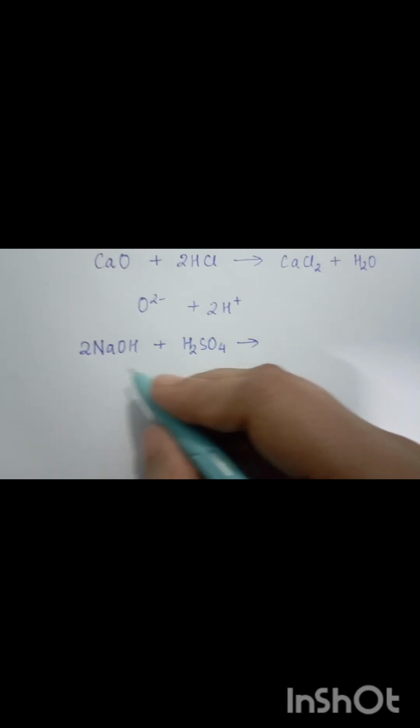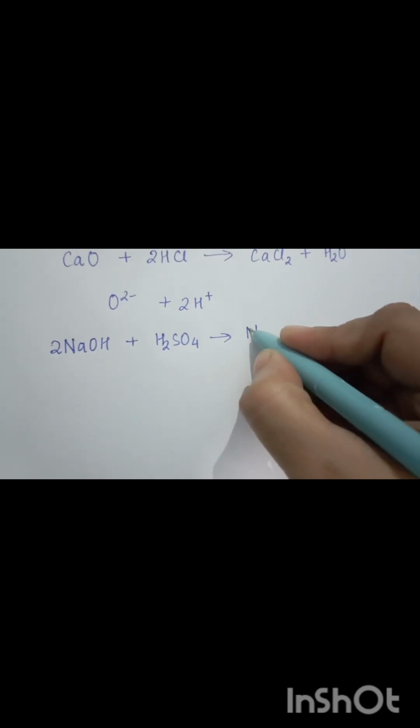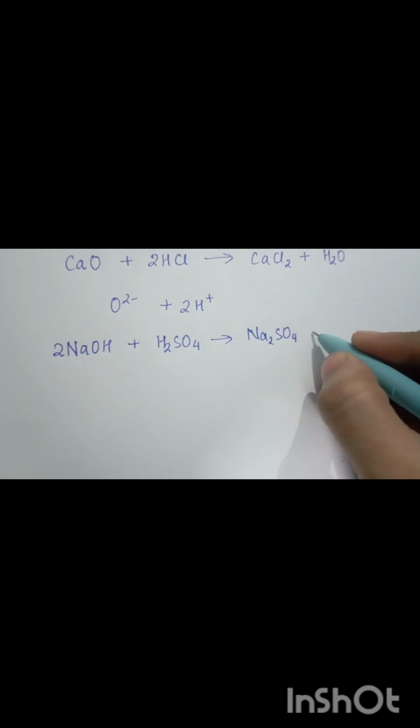Sodium will react with H2SO4. Sodium's valency is +1, sulfate's valency is -2. So we have to take 2 sodium ions here, है ना. So the product will be Na2SO4. Na2SO4 is the salt, that is sodium sulfate, है ना.